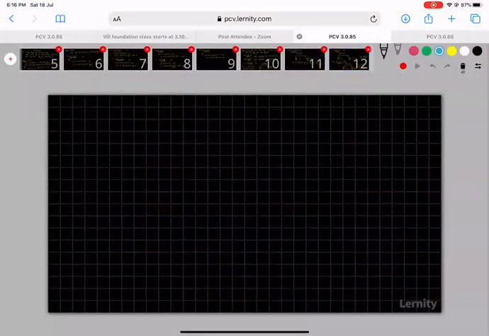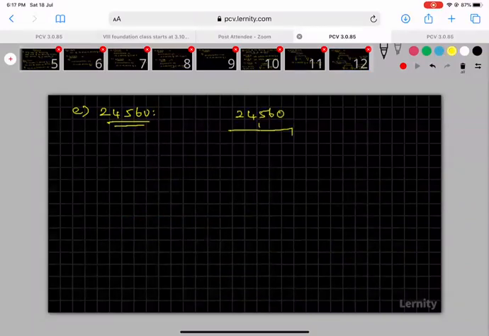Problem number E, here 24560. This is the problem they are given. So I am writing here 24560. Here this is 60. 60 divided by 4 means what is the value? 15. So 560 divided by 8 is 70. Both are divisible by 4 and 8. So this is not my answer.